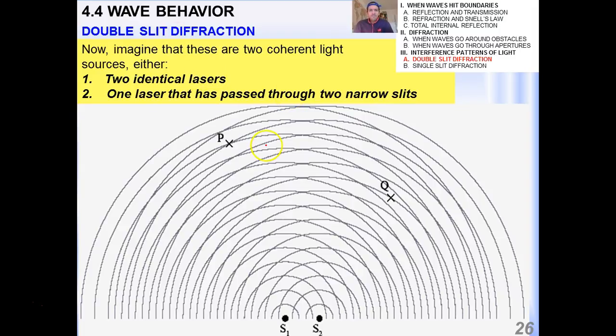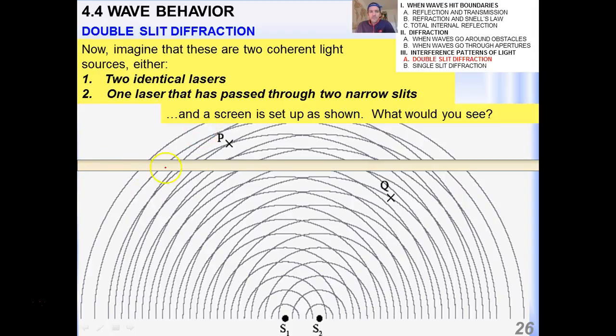Now, imagine that these 2 sources are 2 coherent light sources, meaning they're in phase, as I discussed last time. They could be 2 identical lasers, or it could be 1 laser where that beam has been passed through 2 narrow slits of equal width. If you set up a screen on the other side, what would you see?